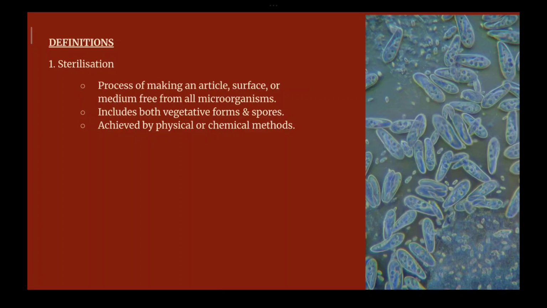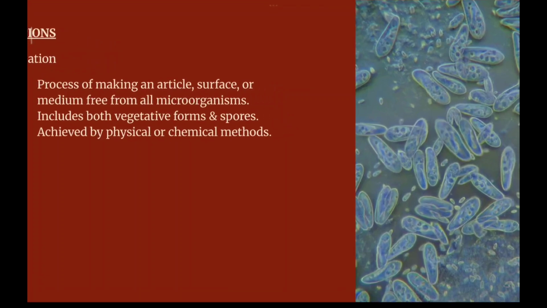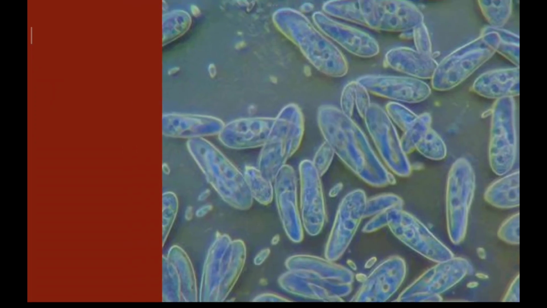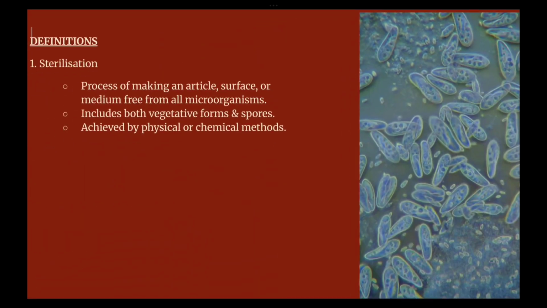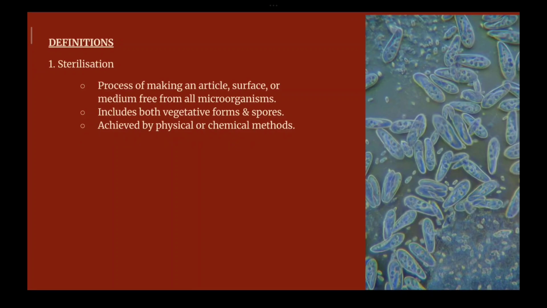Here, the vegetative forms are the microorganism cells that you see. The small dotted structures that you see here are the spores. Spores form in an unfavorable condition. These spores are going to develop into microorganisms when a favorable condition is present. So it is essential to remove both the vegetative form and the spore forms. Note that sterilization involves removal of spores as well, along with the vegetative microorganism, which is a living microorganism.